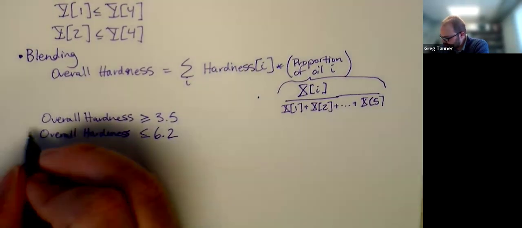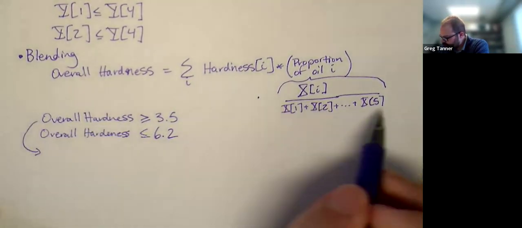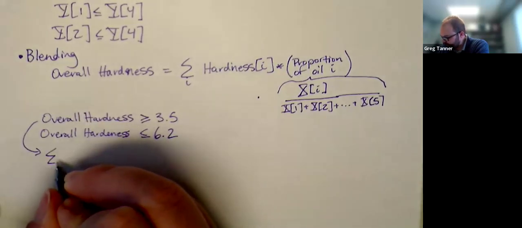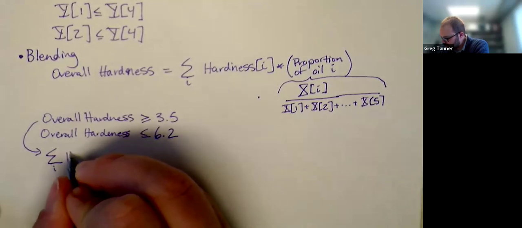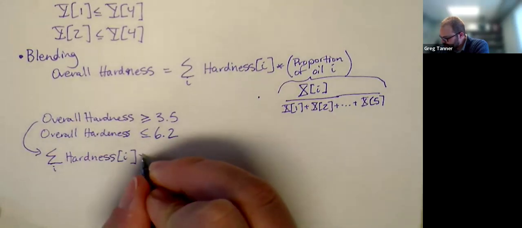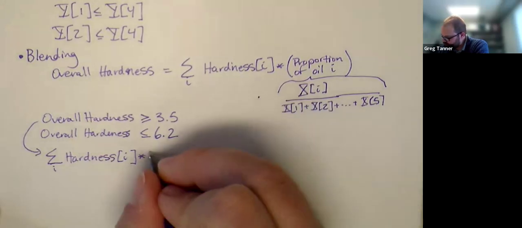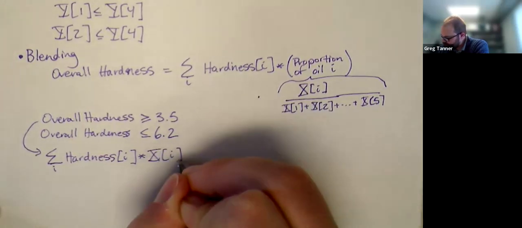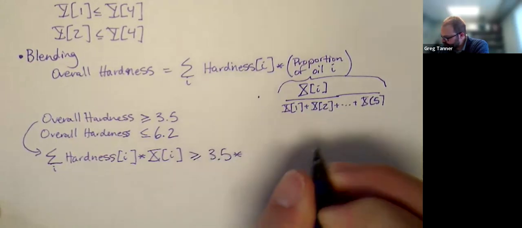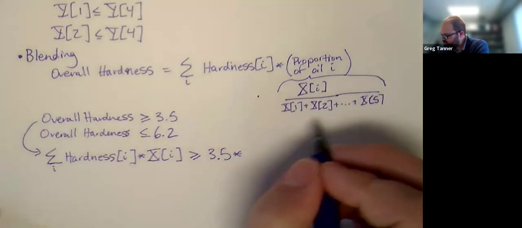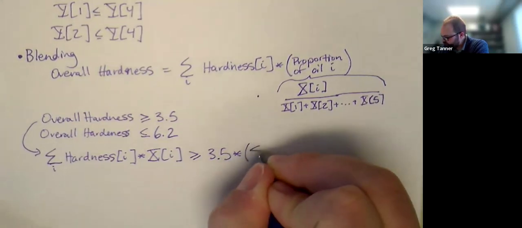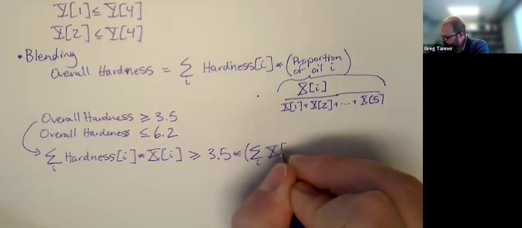And when we multiply through by the denominator, it essentially cancels it on the left side with the overall hardness. And the left side becomes the sum over i of hardness i times the top of the fraction, which was just xi. And that has to be greater than or equal to 3.5 times this denominator that we've now multiplied over. I'll note that that denominator is just the sum of the xi's, and so maybe I'll put parentheses around it and sum over i of xi.